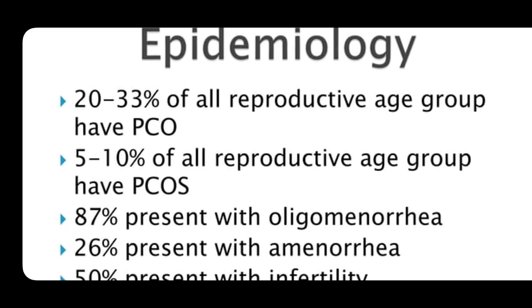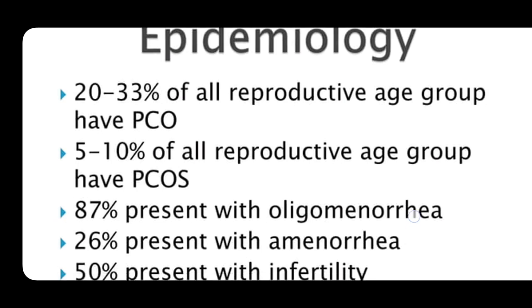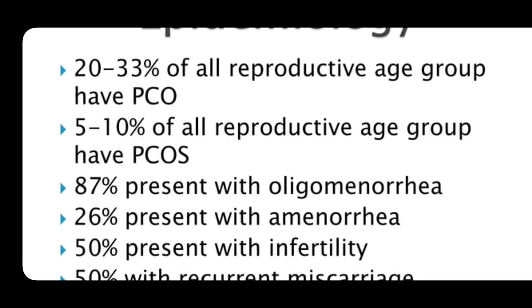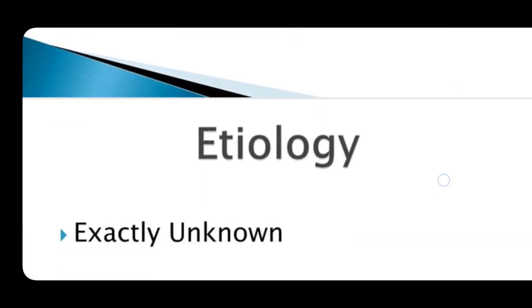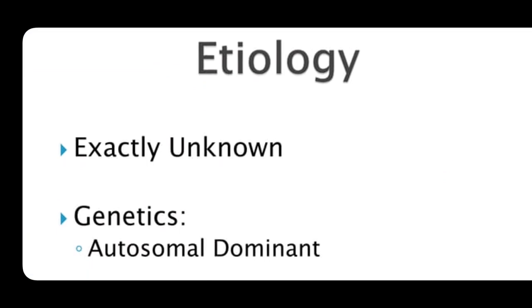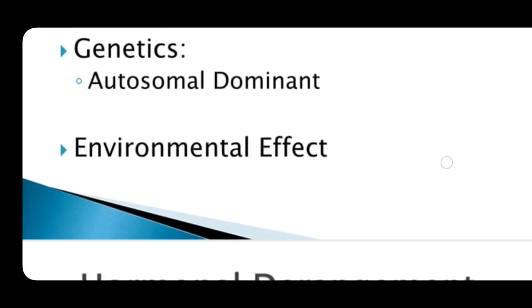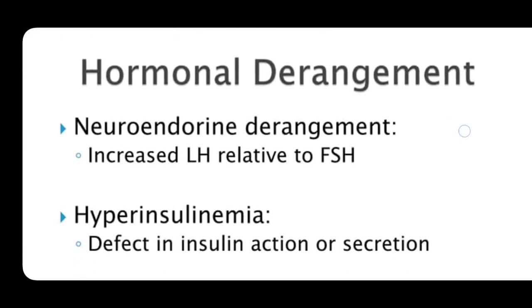87% present with oligomenorrhea, 26% of patients with amenorrhea, 50% of patients with infertility, and 50% with recurrent miscarriage. Exactly, the etiology is unknown. Genetically, it's an autosomal dominant disease. There is some environmental factor.